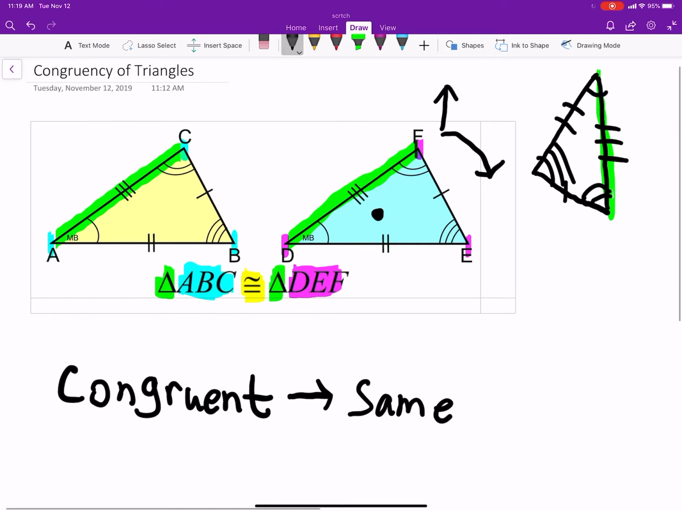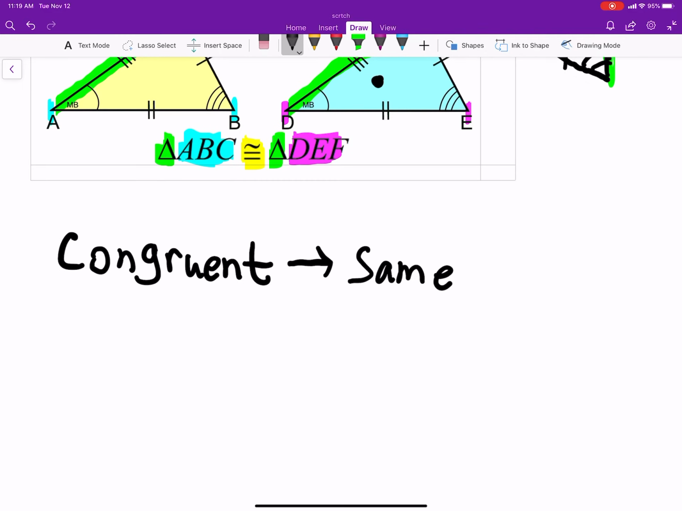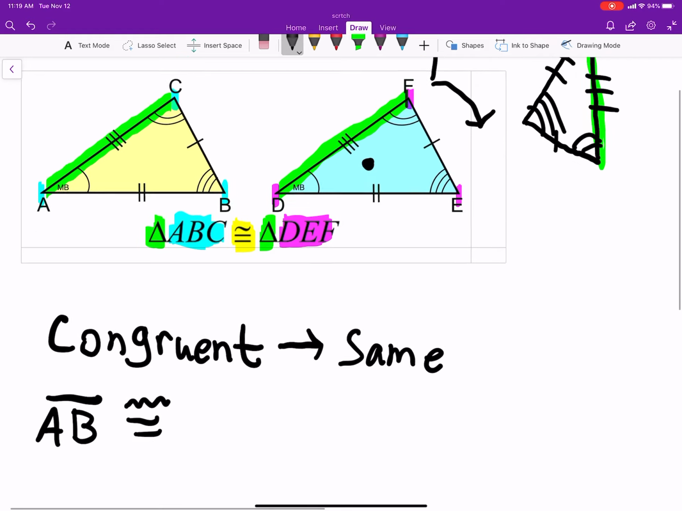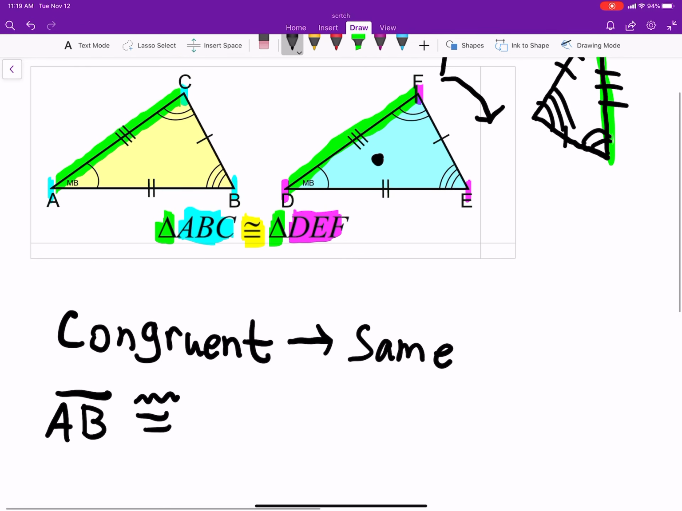So the way we would write this out is AB line segment is congruent, that should be a squiggly line, it works, is congruent to DF, right? To DF.